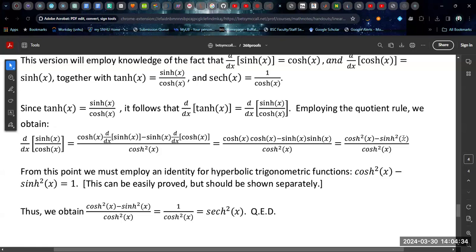From this point, we need to employ an identity. For the hyperbolic trig functions, hyperbolic cosine squared minus hyperbolic sine squared is equal to 1. This can be easily proved, but you should show it separately. Here, we're just going to invoke it, and thus this expression will become 1, and then this is obviously hyperbolic secant squared.